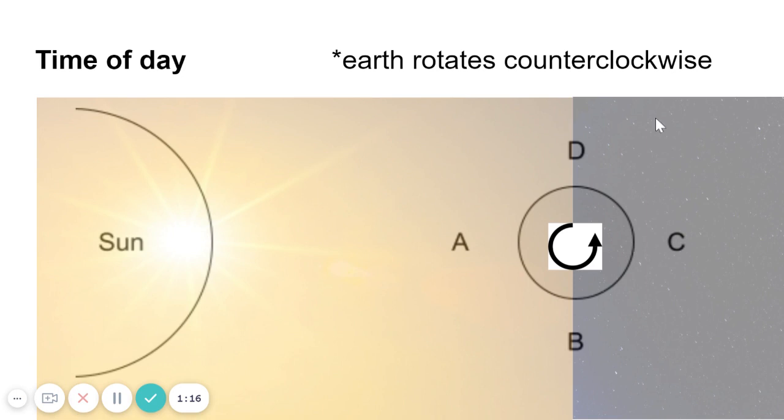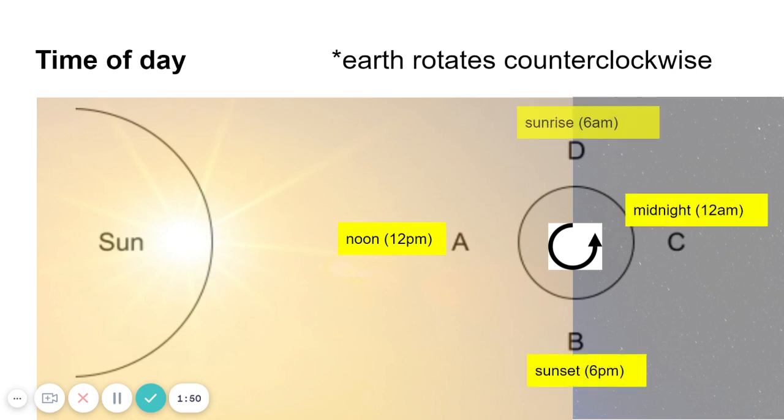So then you have to figure out B and D. If you remember that Earth rotates counterclockwise, after A comes B. And so afternoon before midnight in our daily life would be sunset. So this point at B is when it would be sunset, and then C is midnight, and then D would be sunrise, about 6 a.m., and then it starts over. So noon is at 12 p.m., sunset 6 p.m., and midnight is at 12 a.m., and it just keeps going. So noon, sunset, midnight, sunrise.